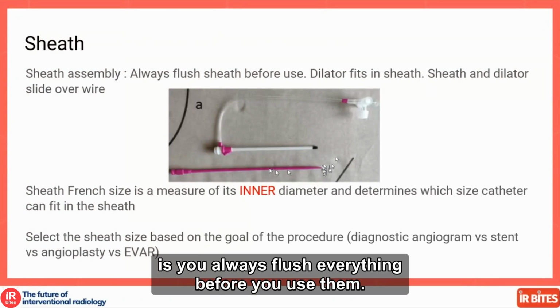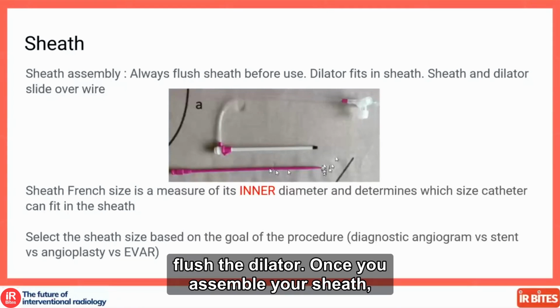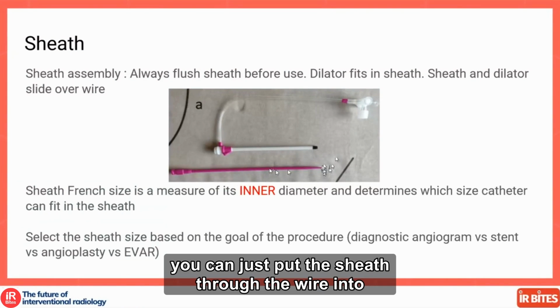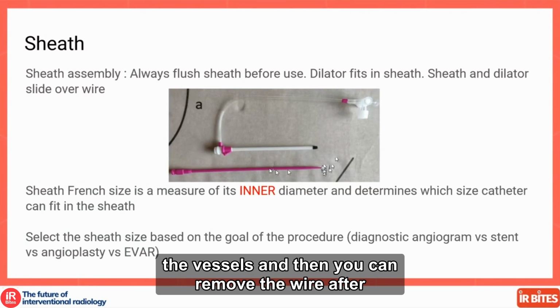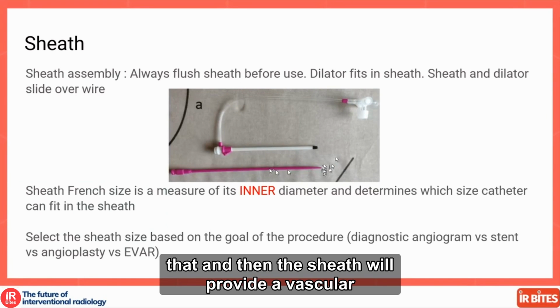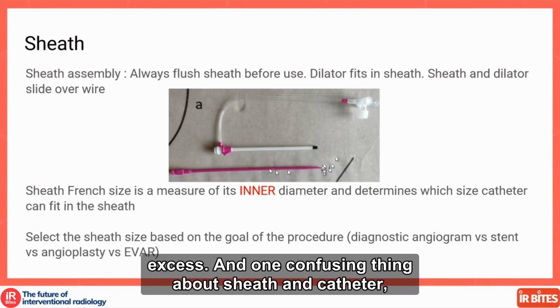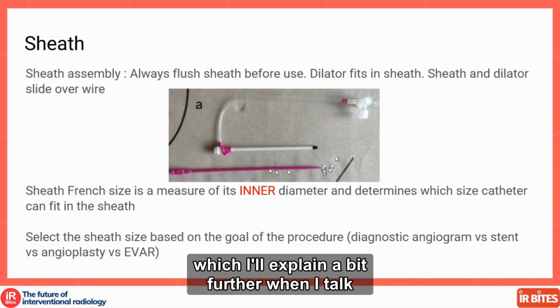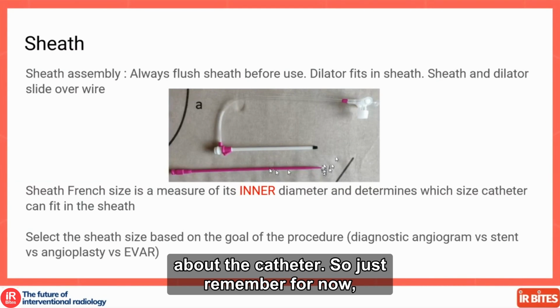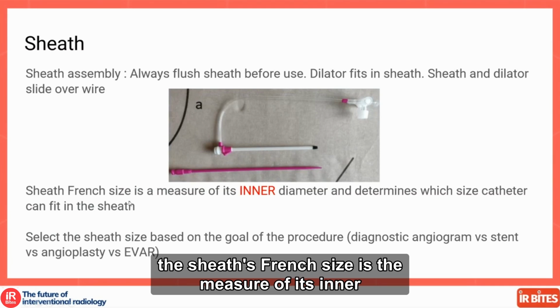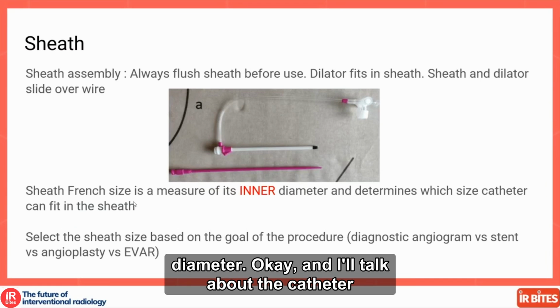One tip in IR is you always flush everything before you use them. So you need to flush the sheath, you need to flush the dilator. Once you assemble your sheath, you can just put the sheath over the wire into the vessels, and then you can remove the wire after that, and then the sheath will provide a secure access. And one confusing thing about sheath and catheter, which I'll explain a bit further when I talk about the catheter. So just remember for now, the sheath French size is the measure of its inner diameter. Okay, and I'll talk about the catheter a bit later.